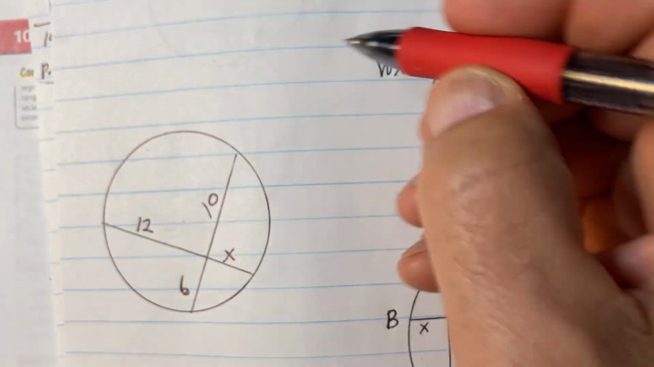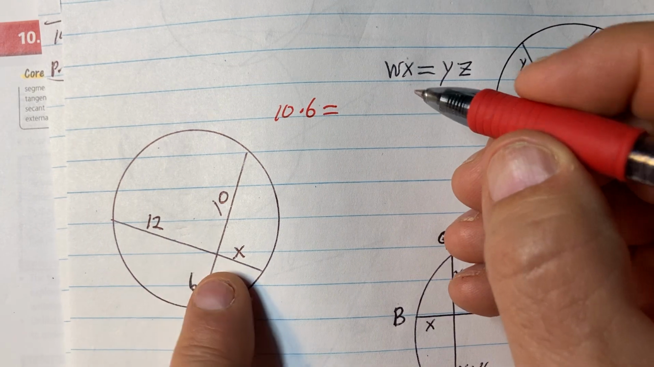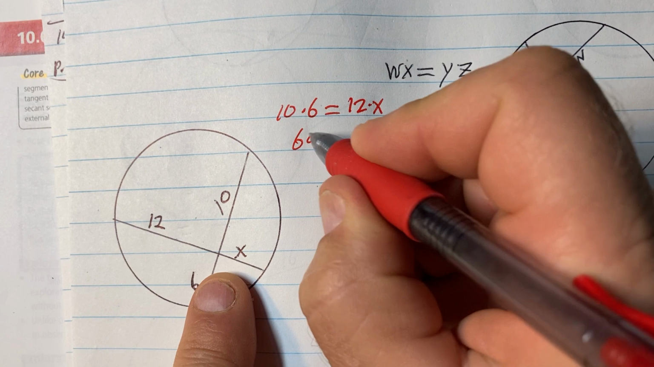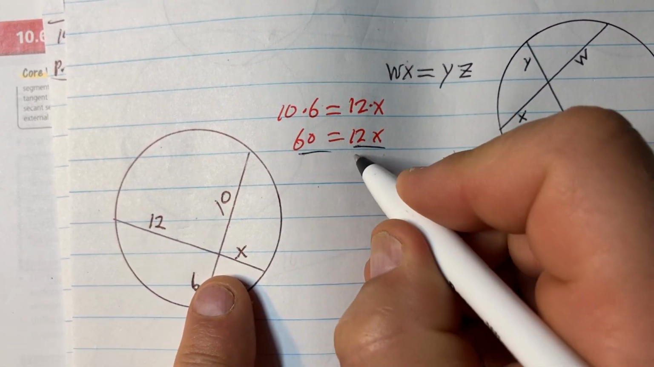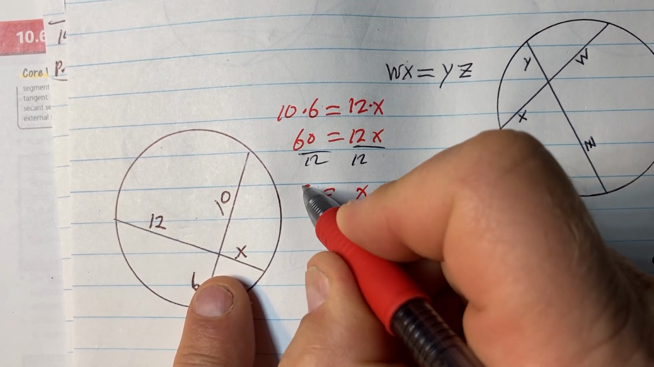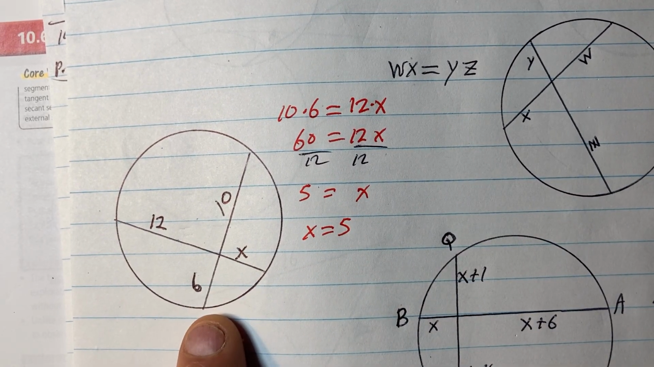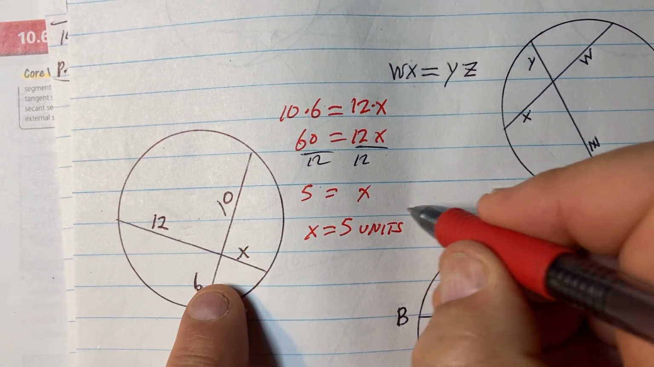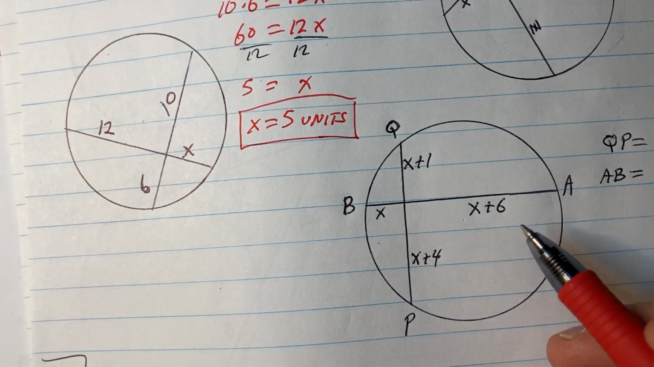So 10 times 6 will be equivalent to 12 times x. So 60 equals 12 times x. Divide both sides by 12. And x equals 5. Units. It's a distance. X is 5 units.